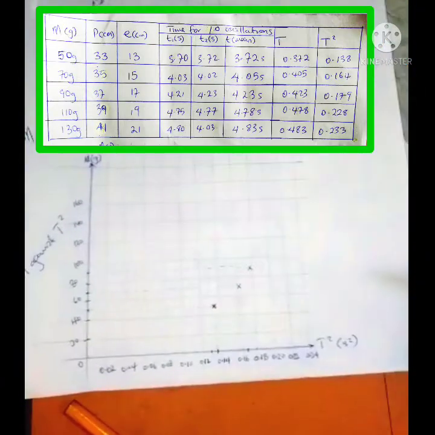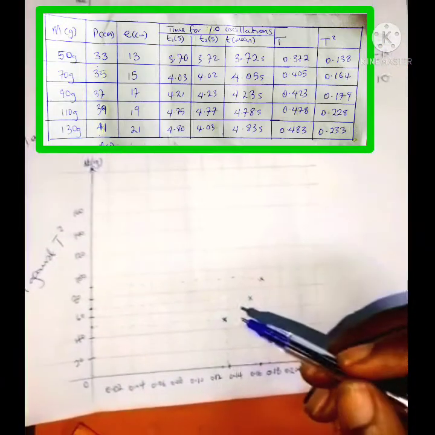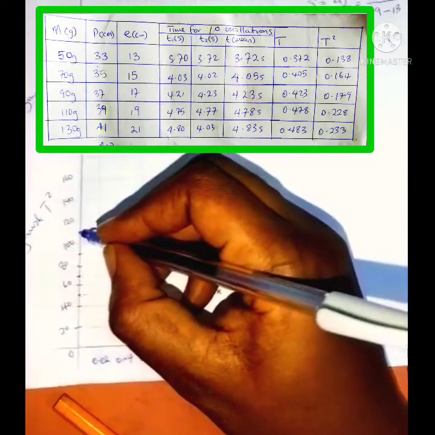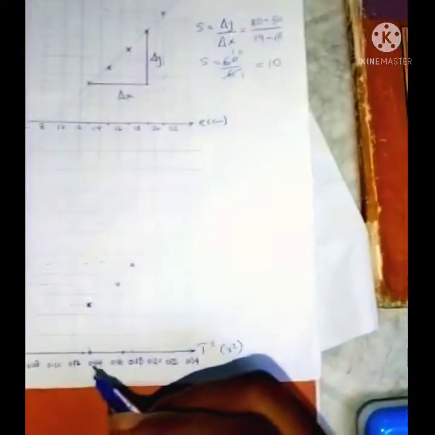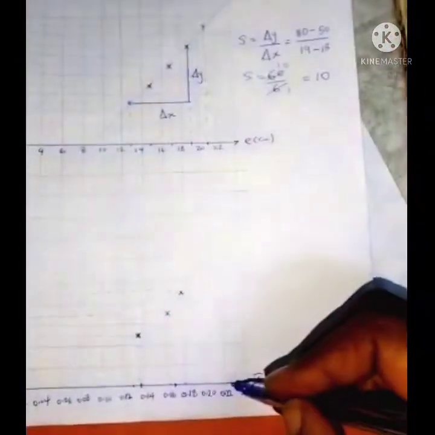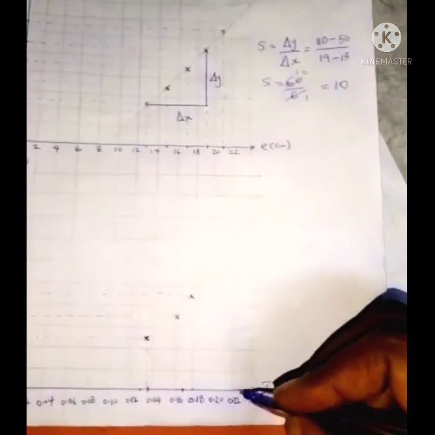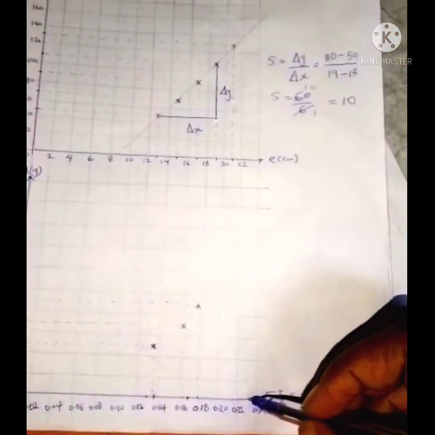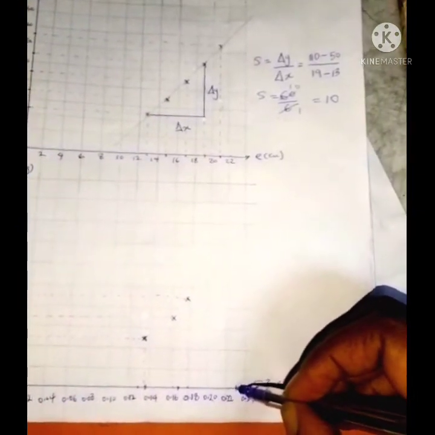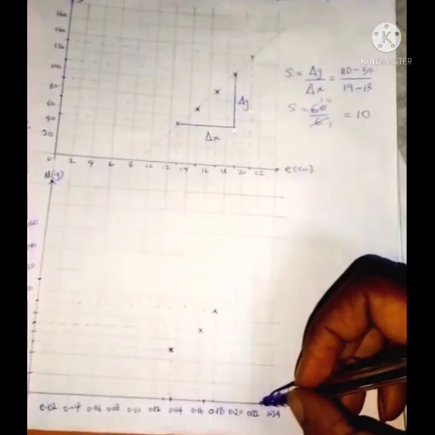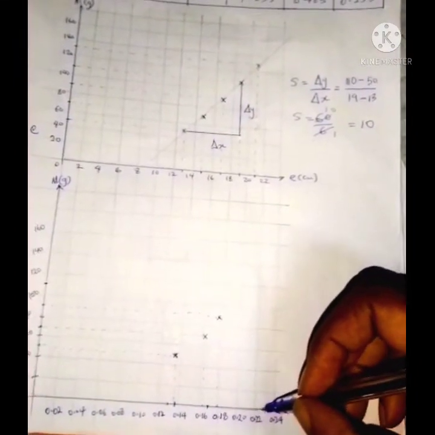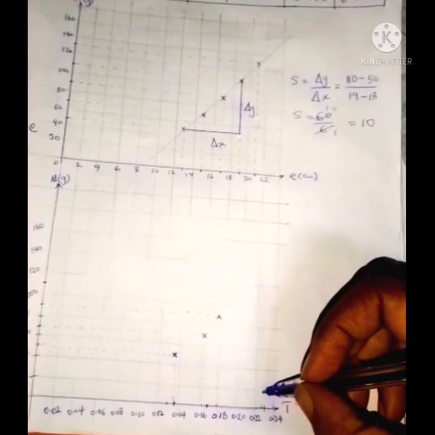Okay, so our next point is 110. 110 is somewhere here. 110 versus 0.228. 0.228 is close to 0.3. Okay, 0.3 somewhere here. So it's going to be something 228. It's going to be somewhere here.